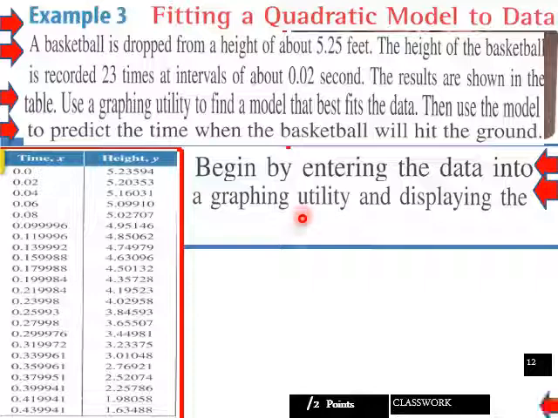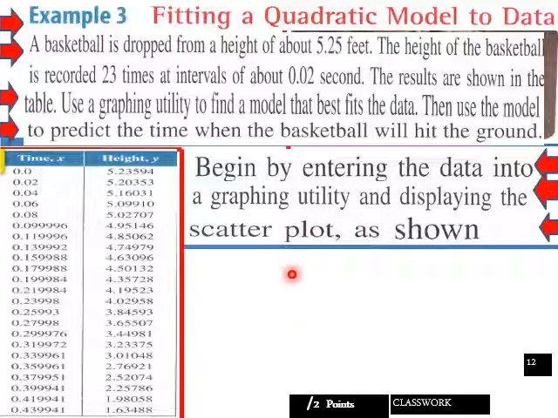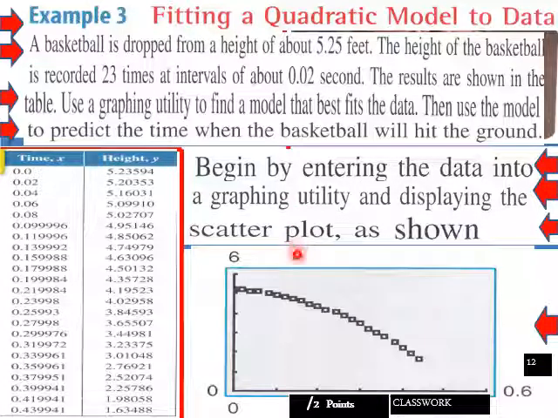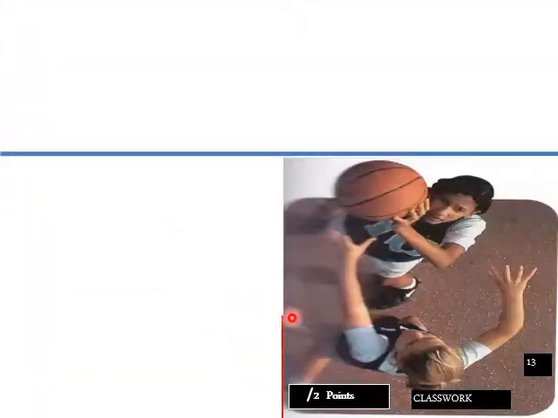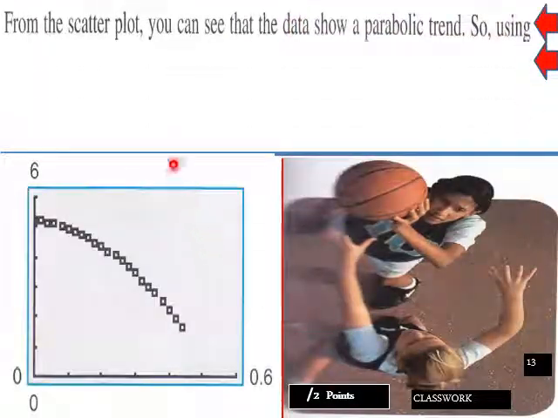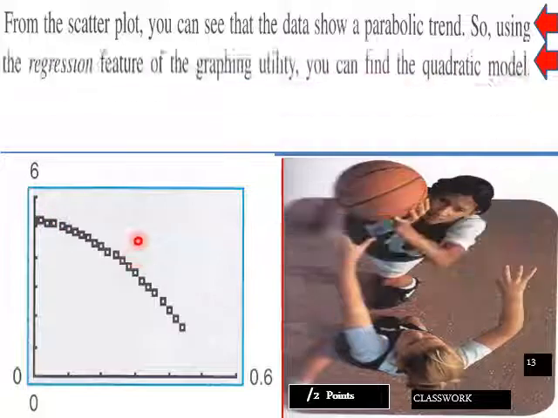So begin by entering data into a graphing utility and displaying the scatter plot as shown. So this will be your scatter plot of this table of data. And then this is 6 feet, and this is 0.6 seconds over here. From this scatter plot, you can see that the data show a parabolic trend. We have a half parabola here.